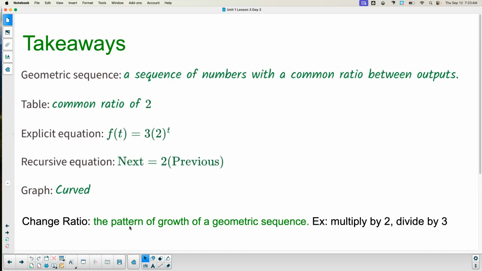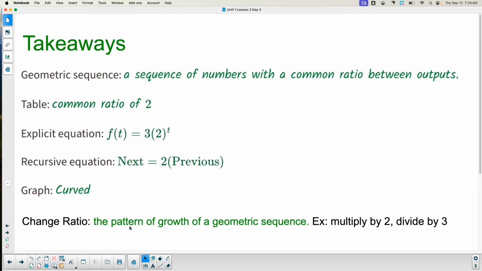So a geometric sequence, that's what we started yesterday, is a sequence of numbers with a common ratio between outputs. Okay, so an arithmetic sequence, which we did earlier this week, had a common difference where we added to get to the next term. Here in a geometric, we're going to multiply to find the next term. The table showed us yesterday that there was a common ratio of 2. It showed that we multiplied by 2 to get to the next line.